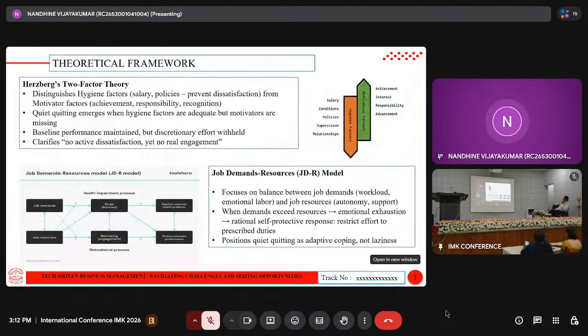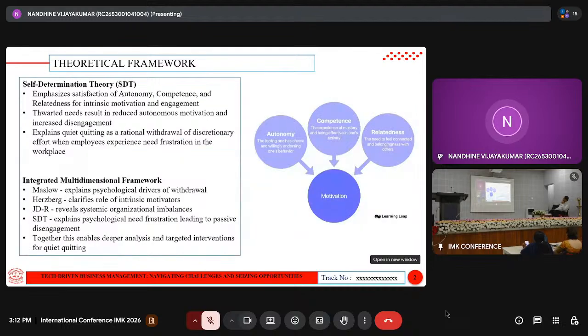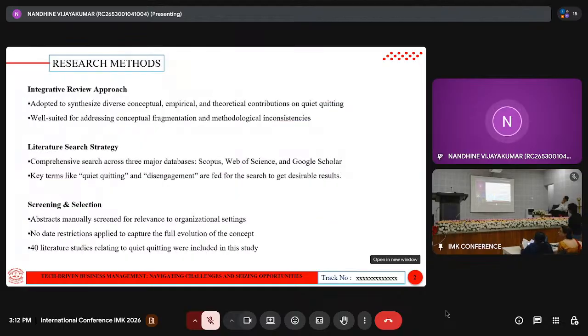These are the theoretical frameworks, and the most important theories are Maslow's theory, the job demands-resources model, and SDT. So these are the methods used for the research.